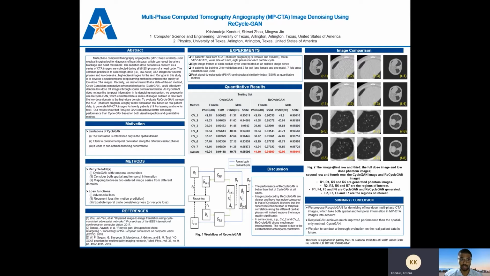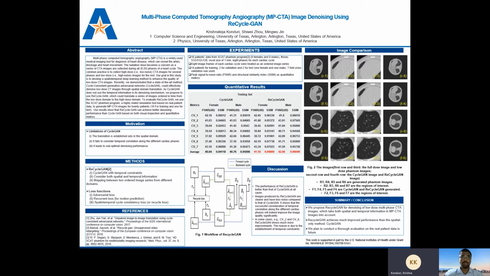Previously, we have recently demonstrated that a state-of-the-art method, cycle-consistent generative adversarial networks, or CycleGAN, could effectively denoise low-dose CT images through spatial domain translation. As CycleGAN does not use temporal information in its denoising mechanism, we propose to use RecycleGAN, which could translate a series of images ordered in time from the low-dose domain to the high-dose domain. To validate RecycleGAN, we used the XCAT Phantom program, a highly realistic simulation tool based on real patient data, to generate MPCTA images for 20 patients, 9 for training and 1 for testing. Our results so far show that RecycleGAN can achieve better denoising performance than CycleGAN based on both visual inspection and quantitative metrics.